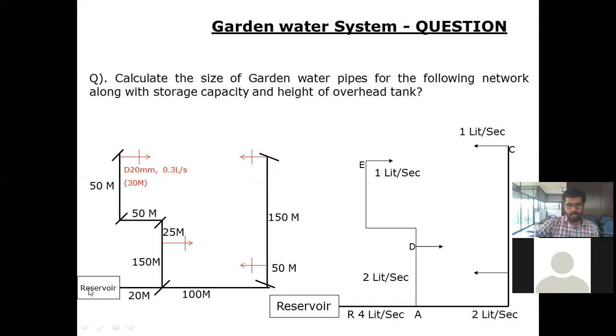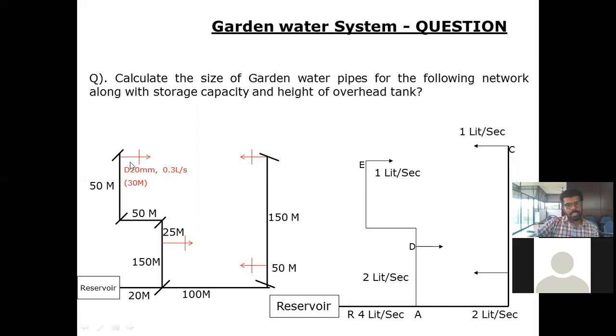Tank, okay, and the lengths are given: 20 meter, 100 meter, 50 meter, 150 meter, like that. Here another branch is also going, and you can see points like this. Okay, 1, 2, 3, 4 points.